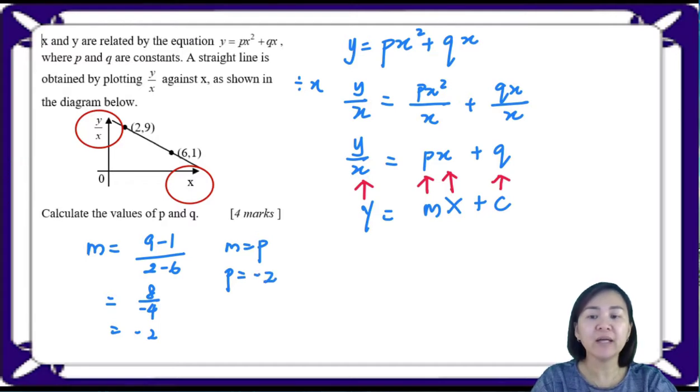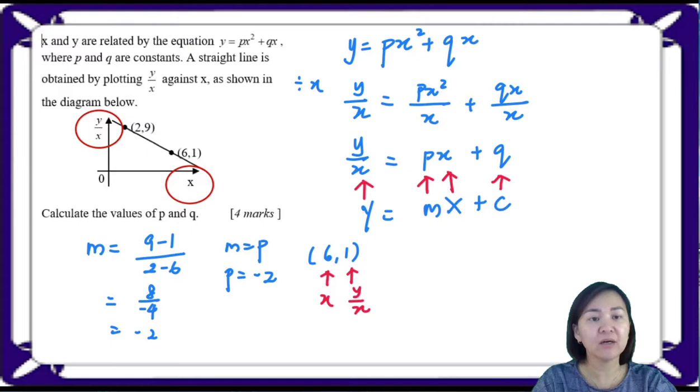To find the value of the intercept, which is the value of q, we must substitute into the linear equation. Substitute what? Substitute one of the points. Let's say we choose the point 6 and 1. Please bear in mind, the 6 is actually our value of x. But the value of 1 is not the value of y, it represents the value of y over x.